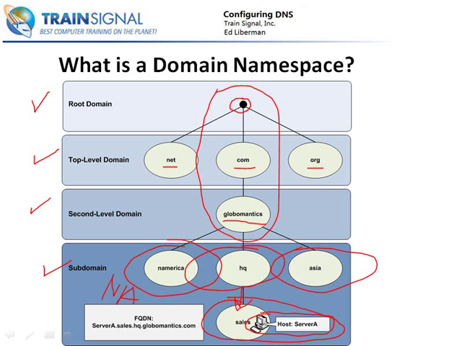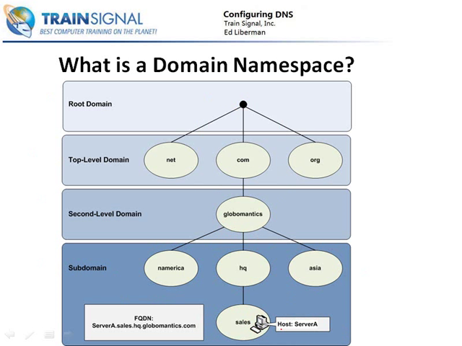So let me clear this all out of here. And you'll see here that host Server A has a fully qualified domain name, FQDN, of Server A, right? That's the host name, .sales.hq.globalmantics.com. And that's because it represents host Server A, that's the given host, inside of sales, that's the given domain, and how it is relative to the entire tree is along this path right here, and then it is laid out as servera.sales.hq.globalmantics.com. And that is what a DNS domain namespace is.